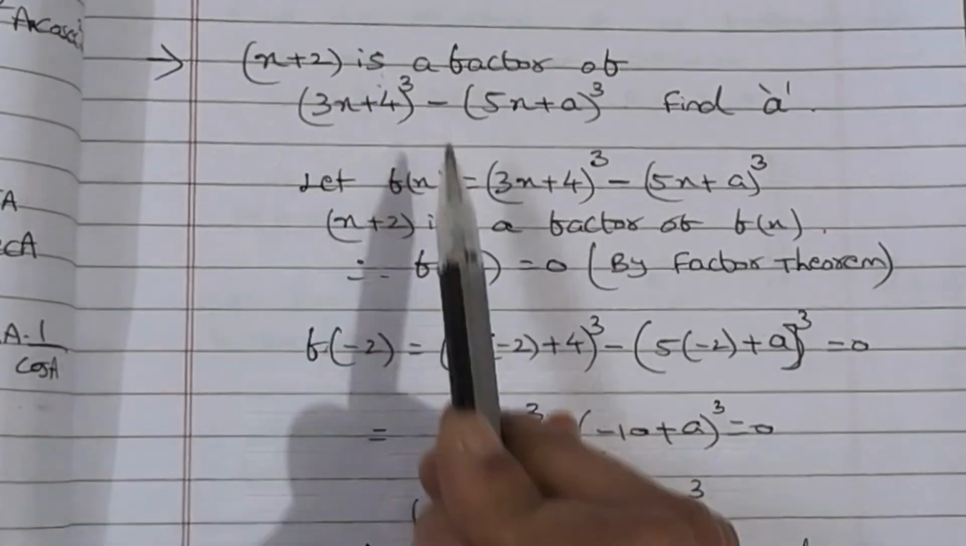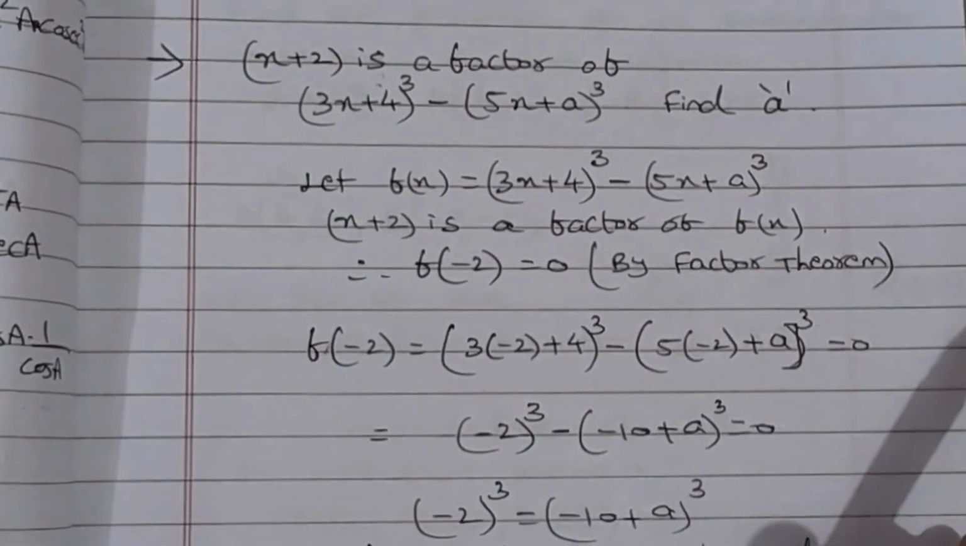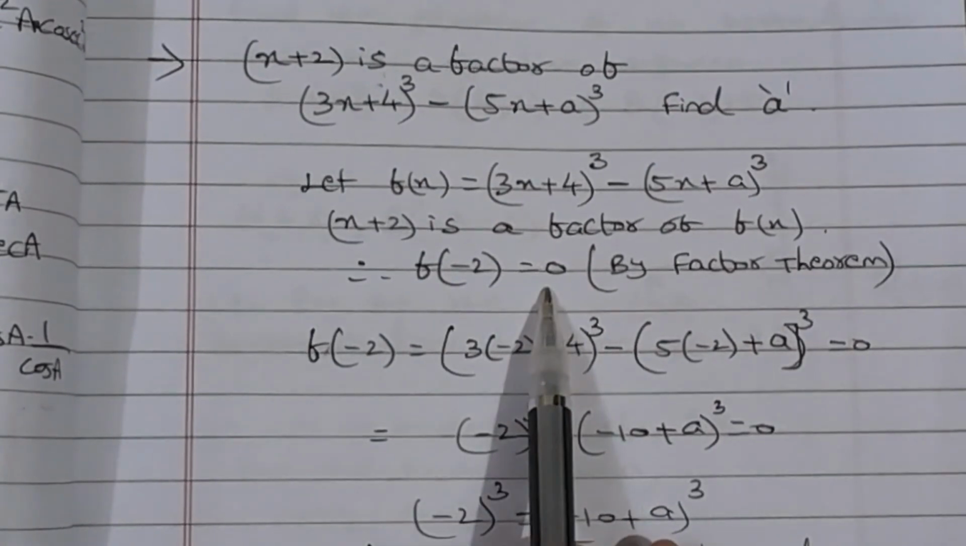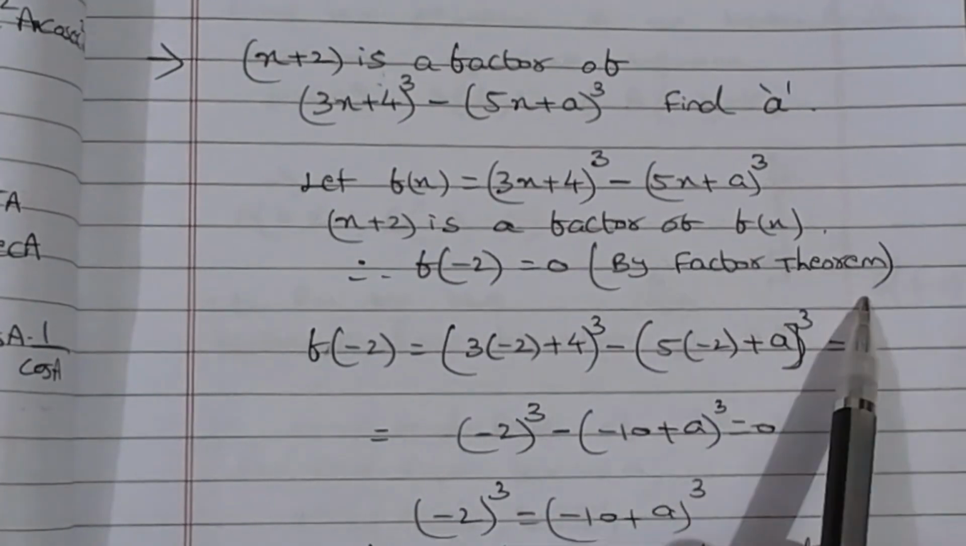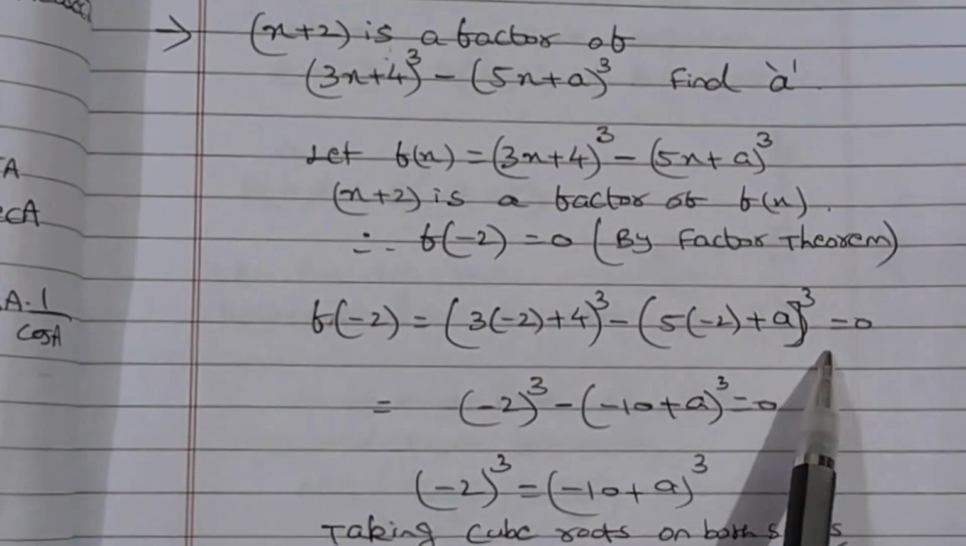Okay, now what is given? X plus 2 is a factor of fx. तो यहाँ पे क्या use करेंगे? We will use factor theorem. Since x plus 2 is a factor, by factor theorem f of minus 2 is 0. You have to mention the theorem you are using. या तो यहाँ पे mention करना है और mention this in the bracket. So f of minus 2, find f of minus 2 and put it equal to 0.